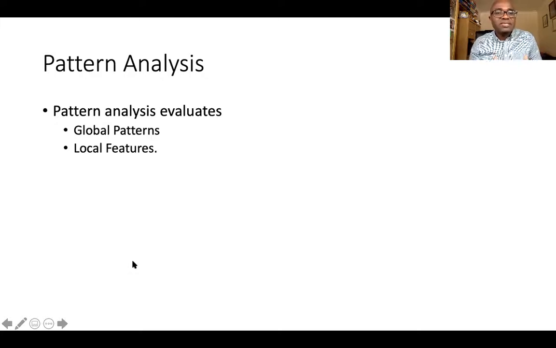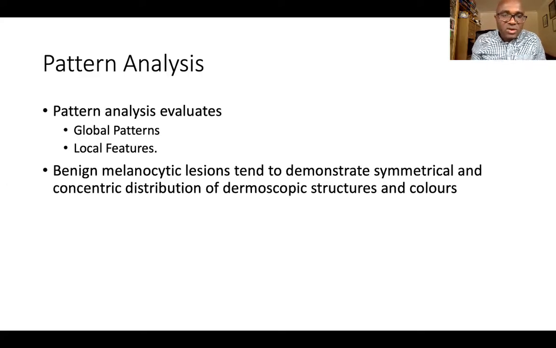So pattern analysis evaluates the global patterns of the lesion as well as the local features of the lesion. If it's a benign melanocytic lesion, it tends to demonstrate a symmetrical concentric distribution of all the dermoscopic structures and colors which are characteristic of a melanocytic lesion. If it is not regular in terms of color and pattern, then it means that it may be a melanoma.